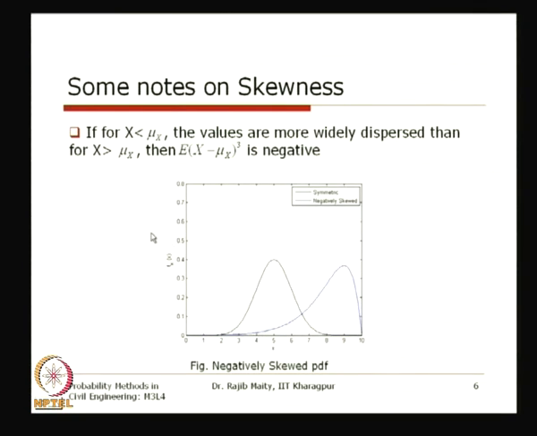Just opposite, we will get what is called negatively skewed. In this case it is just opposite, that is x less than or equal to mu x. In this region, the values are more widely dispersed than for x greater than mu x. So somewhere at this point the mean will come, and this side will be less dispersed compared to this side. So obviously due to this power cube, this quantity will become negative. So what is shown here by this blue line, this PDF, is known as a negatively skewed PDF.